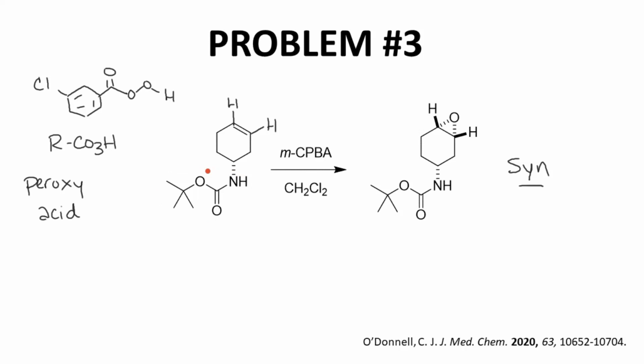Note that the nearby group has atoms like NH and oxygen that can engage in hydrogen bonds. It's possible that the MCPBA forms hydrogen bonds with this nitrogen group and delivers the oxygen preferentially from the same face, the bottom face. This explanation is conjecture, but factors like sterics and hydrogen bonding are often important for explaining stereochemical outcomes.